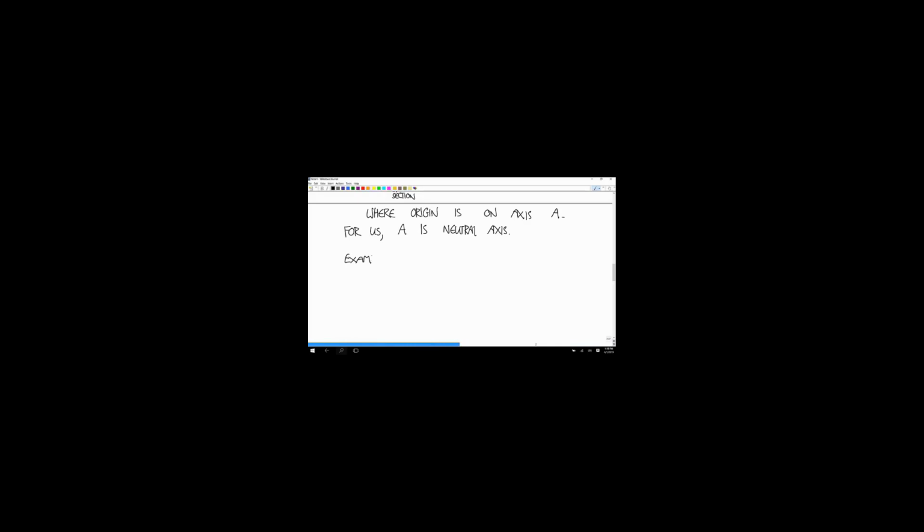So let's say that we have a beam and the cross section is this. The neutral axis is the horizontal line that goes through the centroid, so we can call that the origin. Then the z-axis is this way, the y-axis is this way. The z-axis is our neutral axis, and that's our axis A.